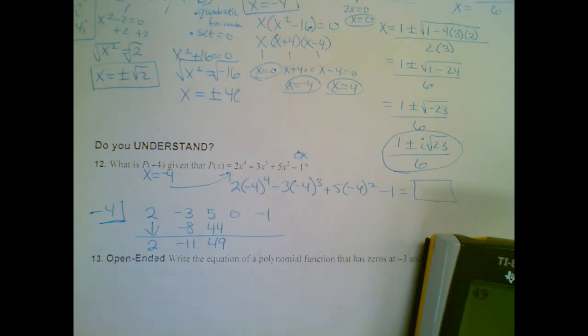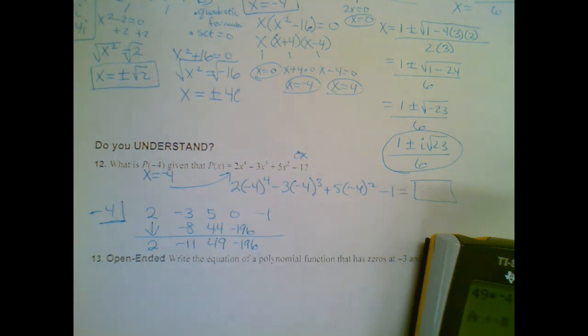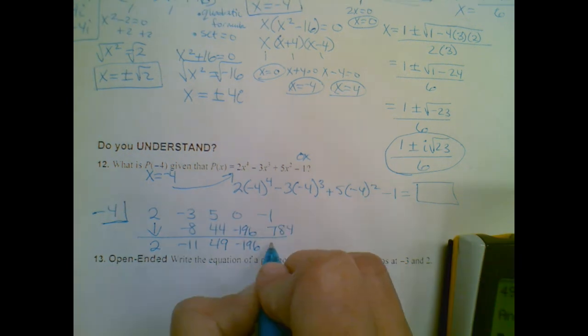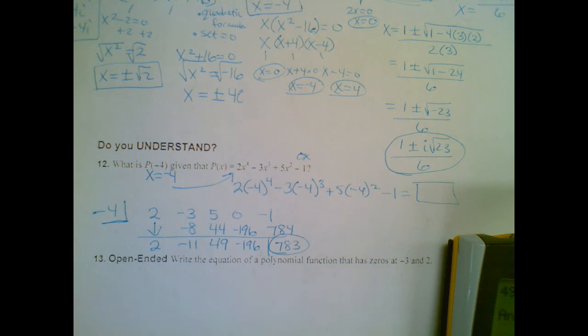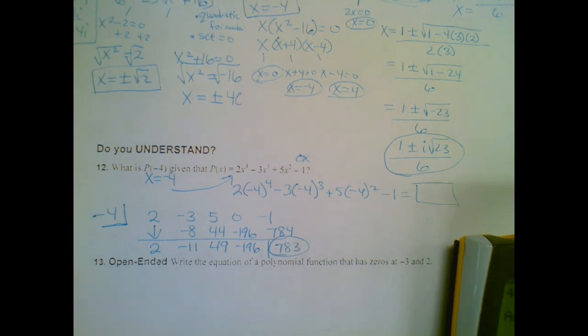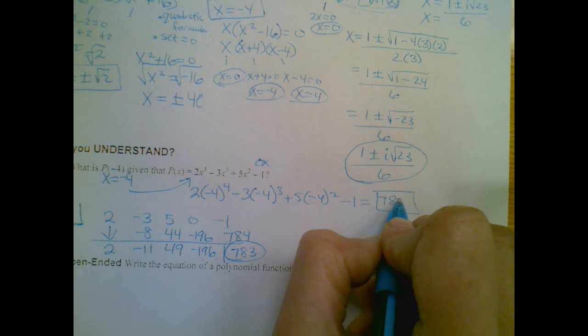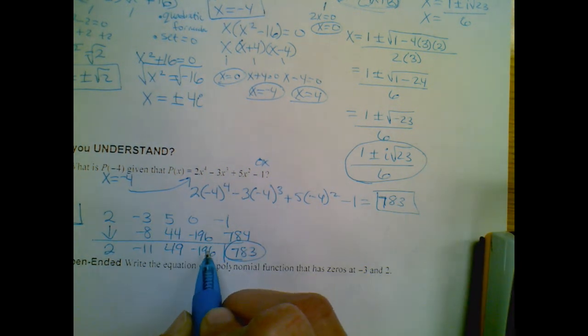So 49 times 4. So 783 is the answer that we're going to get for this problem. Either way, whether you're doing it by using PEMDAS in the order of operations up here, or if you're getting your remainder here.